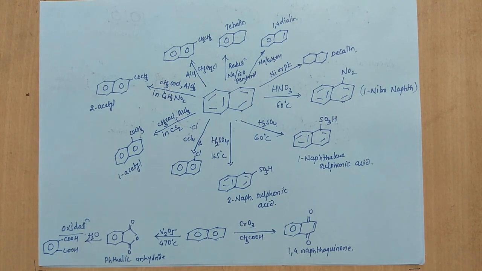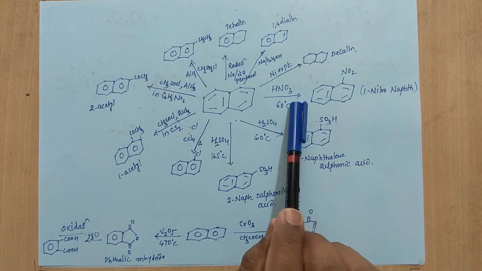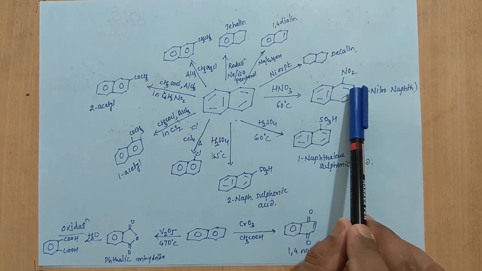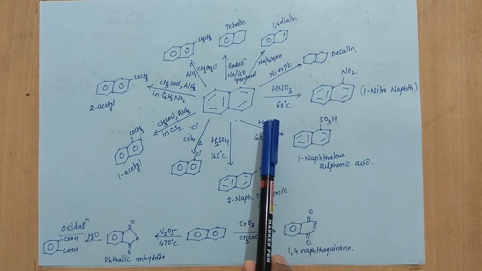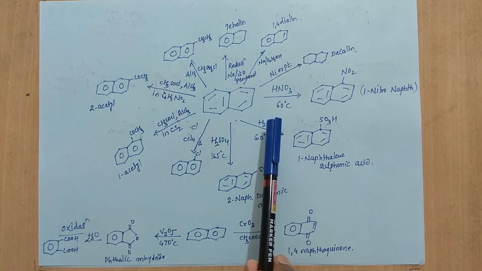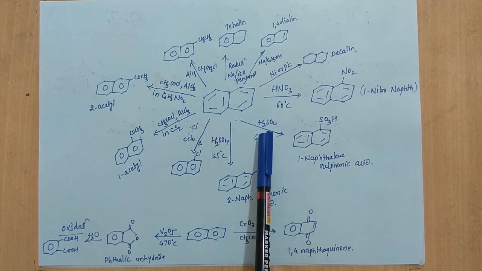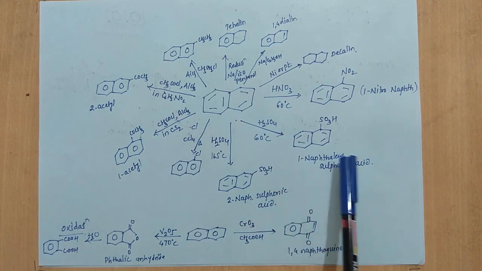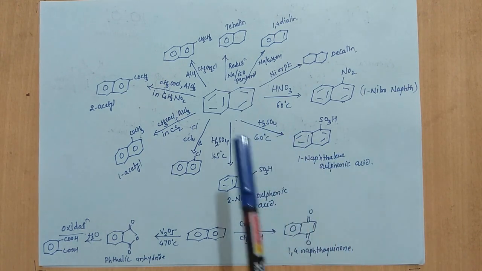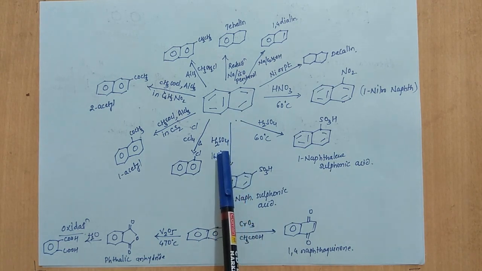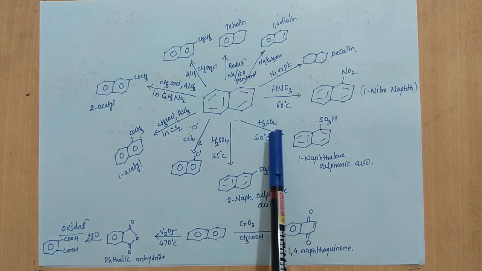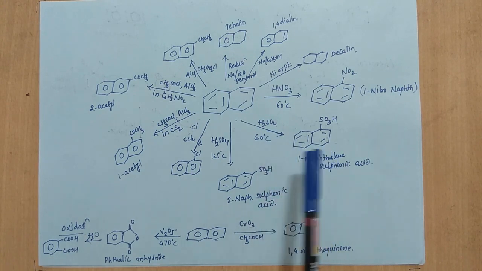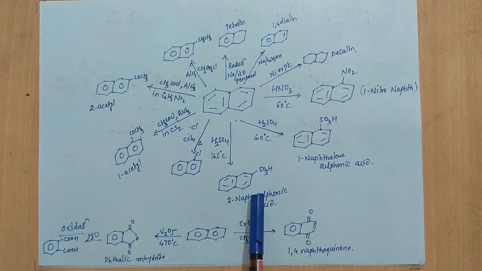First one is the nitration reaction. At 60 degrees Celsius, it gives 1-nitronaphthalene. This is nitration. Sulfonation. Now there are two types of sulfonation reaction. Sulfonation means reaction with sulfuric acid. At 60 degrees Celsius, it gives 1-naphthalene sulfonic acid. The same sulfonation can be carried out at 165 degrees Celsius. The product is 2-naphthalene sulfonic acid. You have to remember this. Okay, at 60 degrees 1-naphthalene sulfonic acid, at 165 degrees 2-naphthalene sulfonic acid.